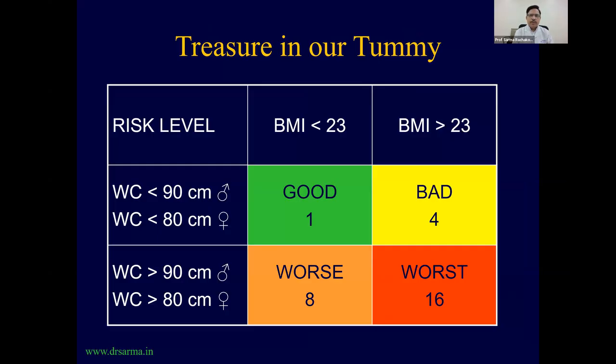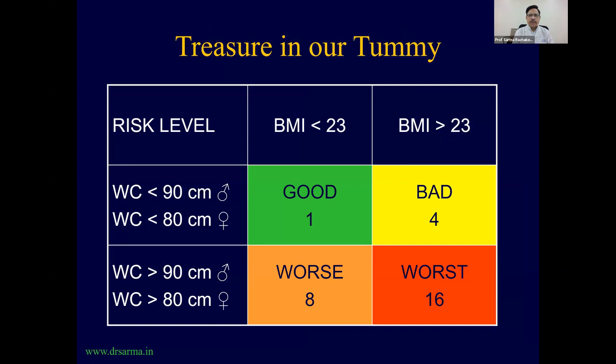So you see, BMI less than 23 and waist circumference also normal, that is good. BMI is more, but waist is normal, that is bad. BMI is normal, but waist is very high, that is worse. Both of them are increased, the BMI is increased and the waist is increased, that is the worst. That means waist is more important than the weight. Having said that, controlling the weight is also important.